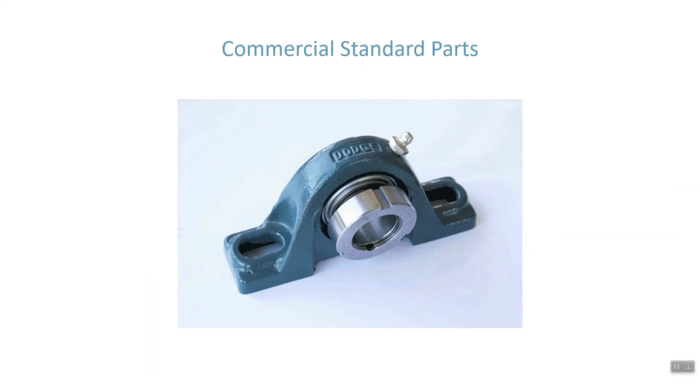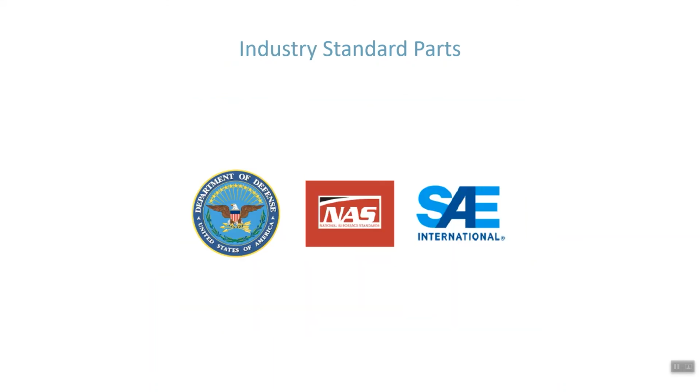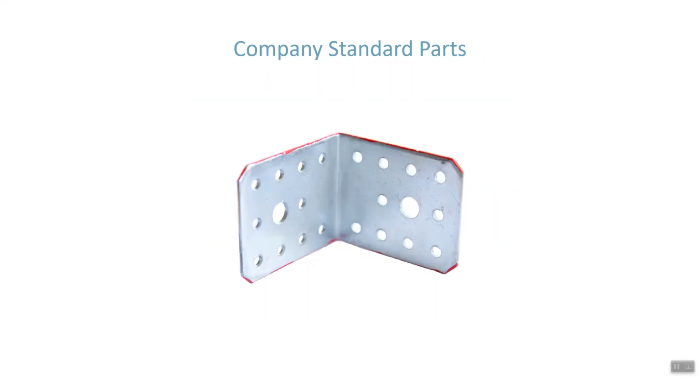You have your commercial standard parts, or COTS, your parts that you purchase from suppliers that you could use over and over again. You have your industry standard parts, so that's going to be things like mil-spec, the NAS parts library, SAE standards, also ASME, ISO. There's all of these different standards that are required in certain industries. And then you have your company standard parts. And those are going to be internal parts that you standardize off of and use over and over again.